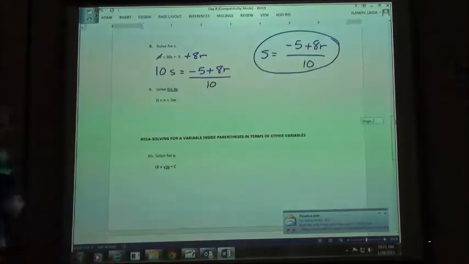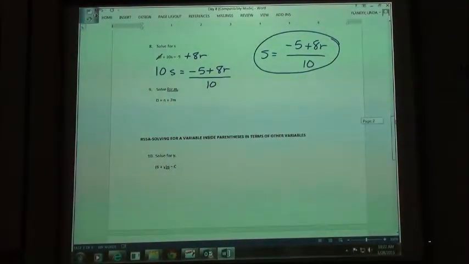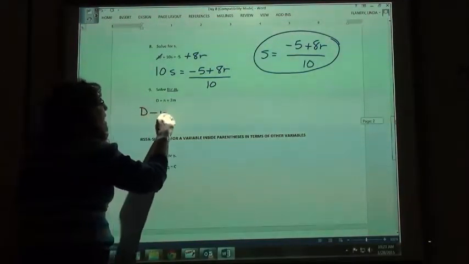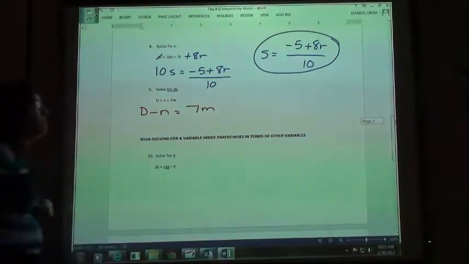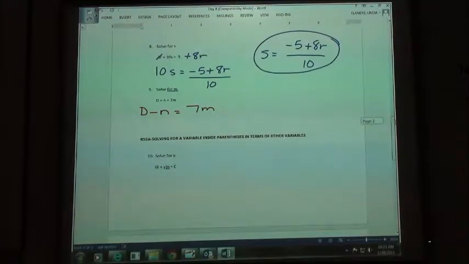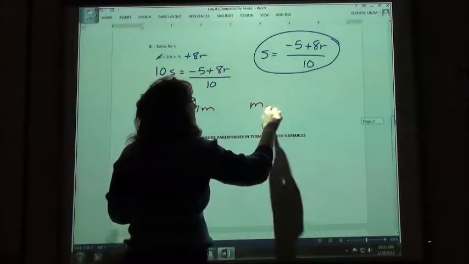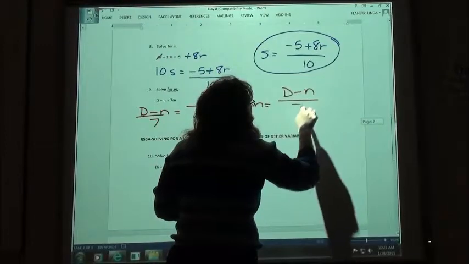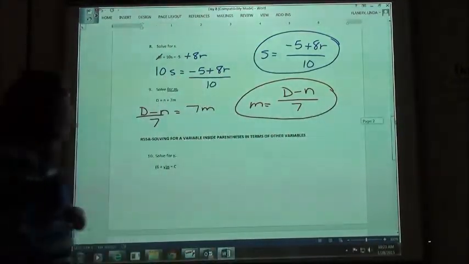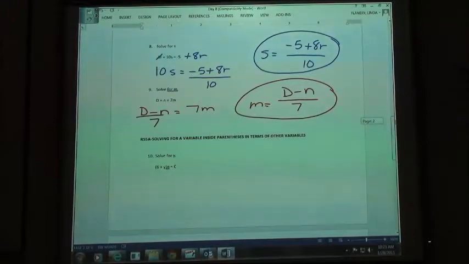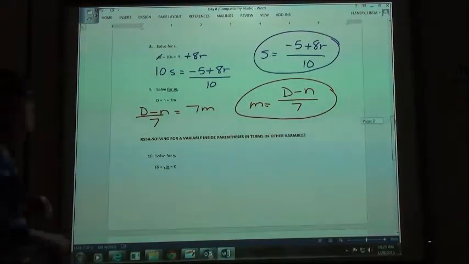Number 9, if I want to solve that one for m, the first thing I'd want to do is minus the n, right? So d minus n equals 7m. And then the next thing I want to do, divide by that 7. So m is going to equal d minus n over 7. Again, it's just one big fraction. If you type that in and you hit the fraction thing first, it's easier to get it typed in than if you try to type the top. You have to highlight it before you hit the fraction. So I usually just hit the fraction first.